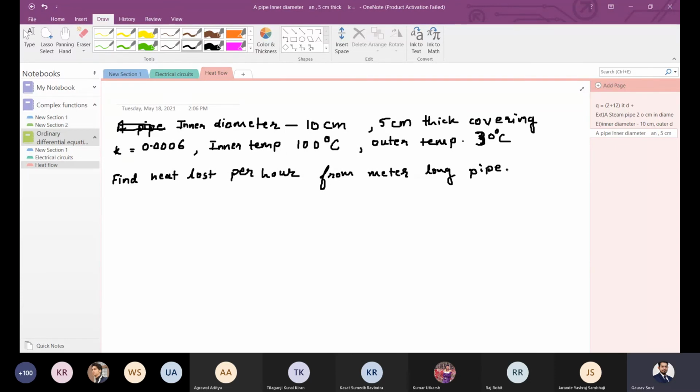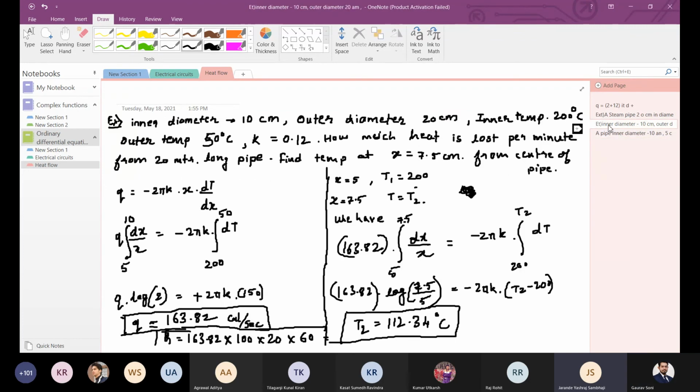Yes, tell me. Sir, one doubt, sir. I have a doubt in the previous question. Sir, when we were finding the capital Q, whatever value we got, we multiplied that to convert into centimeters, like 100 into 20. Why did we multiply by 60? Because the question was we need to calculate heat lost per minute. Okay.